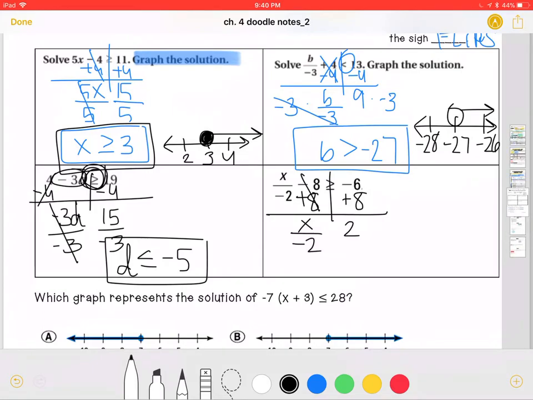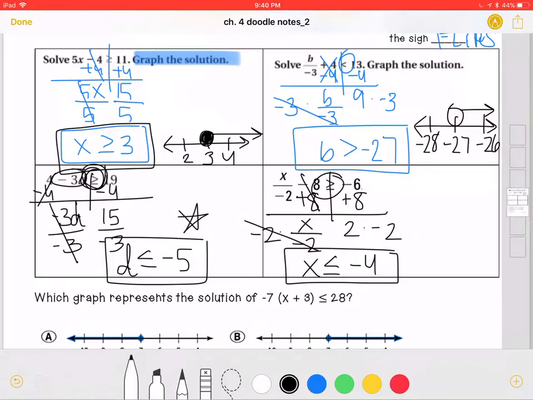So I see x is being divided by negative 2, so I need to multiply by negative 2. I'm multiplying by a negative. That means my symbol needs to flip. When I multiply those, I get negative 4. So x is less than or equal to negative 4 is your final answer. If you wanted to, pause, practice a graph for each of these.